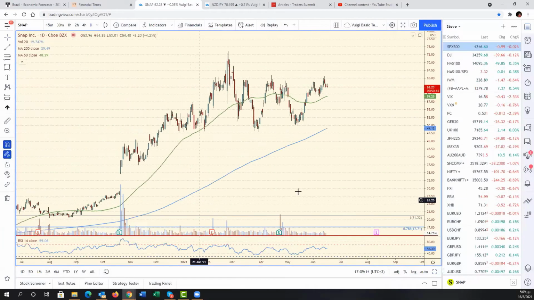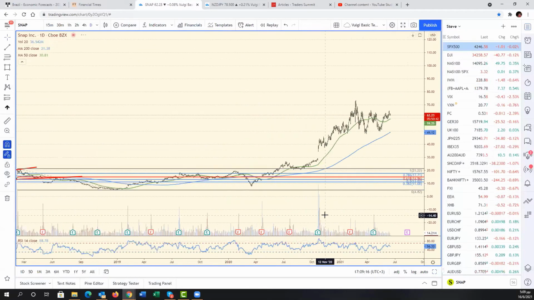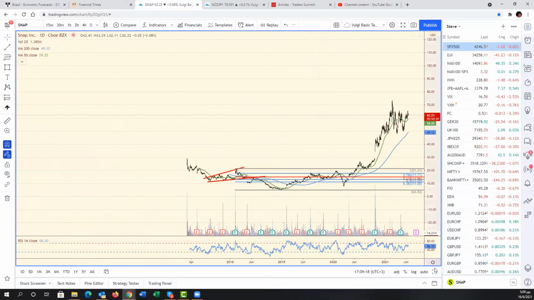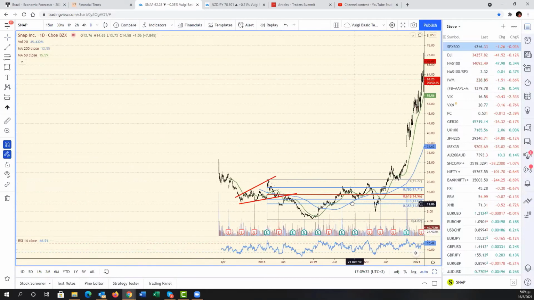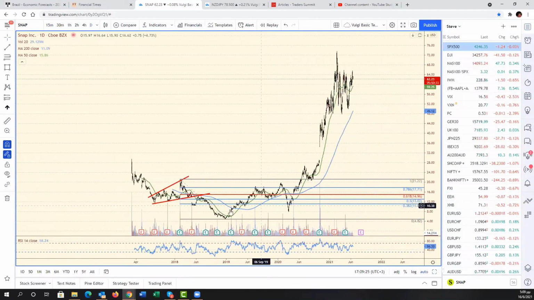Snap. Snapchat, I'm assuming that is. Last time I had a look at Snapchat, it was a long time ago.